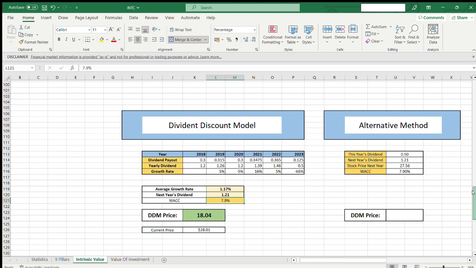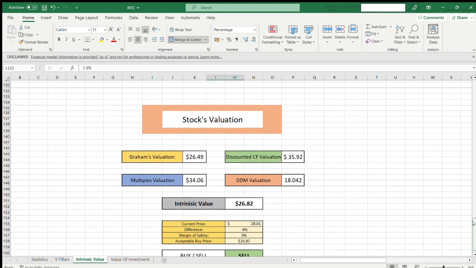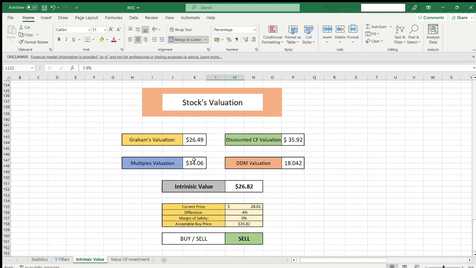Now, if we scroll down, we can see that here we have our final stock valuation, where we average out the Graham valuation, the multiples valuation, the discounted cash flow valuation, and the DDM valuation to get an ultimate intrinsic value of $26.82, which is currently 4% lower than the current trading price.